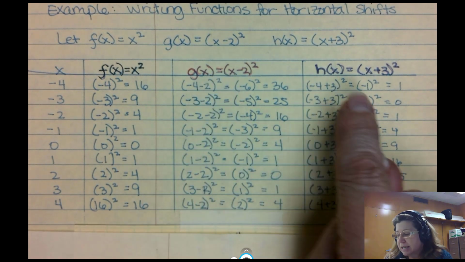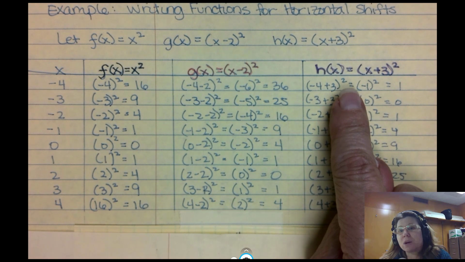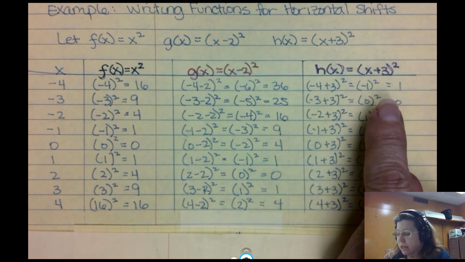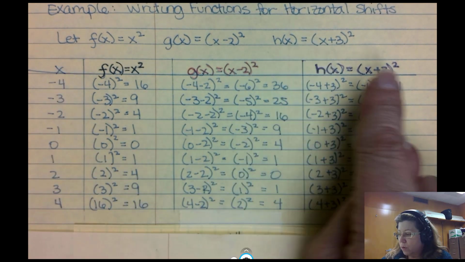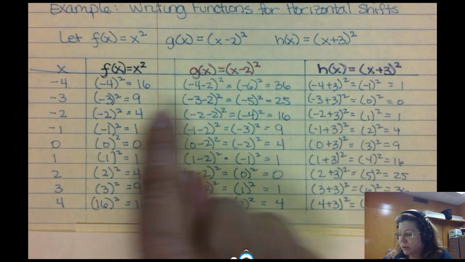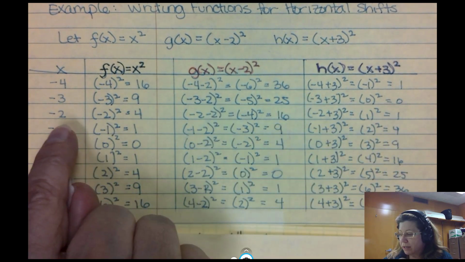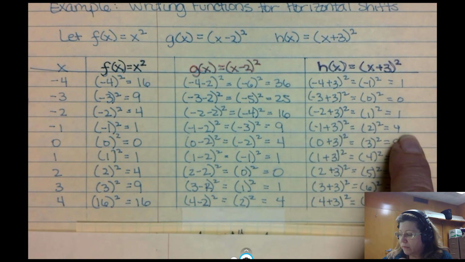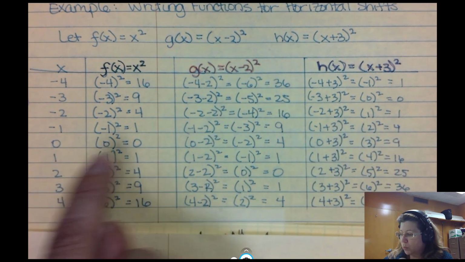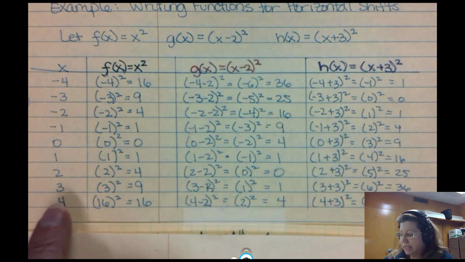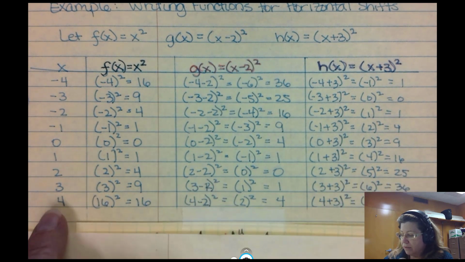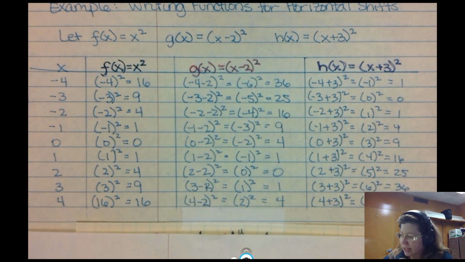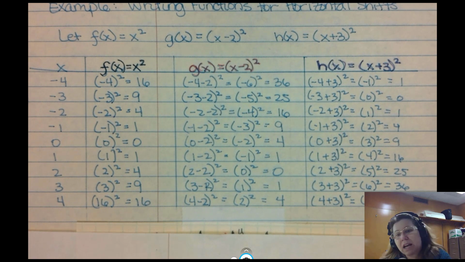And then lastly, for h of x, where it's x plus 3 squared, we're going to plot the points negative 4, 1; negative 3, 0; negative 2, 1; negative 1, 4; 0, 4; 1, 9; 2, 16; 3, 25; 3 is 36, and 4 is 49. Can't even read my own writing. These are what I'm going to plot this time.